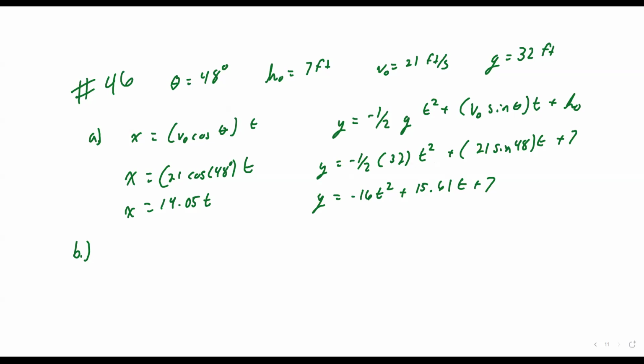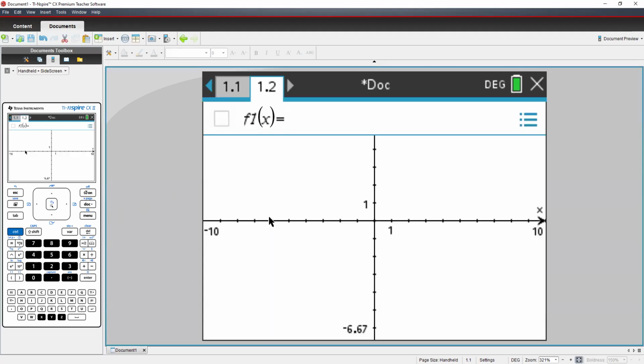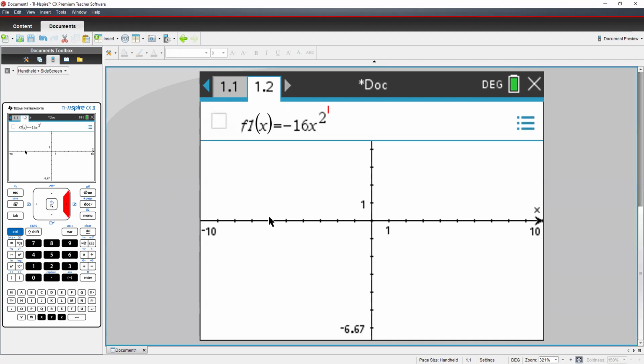Hold on, let me switch over so you can see what I'm doing. Oh, this button. All right, so make sure you're all seeing it. Oh, perfect. Okay. Let's look at the graph. Let's plug in the y1, but we'll change the t's to x's. So that would have been negative 16x squared plus 15.61x plus 7.